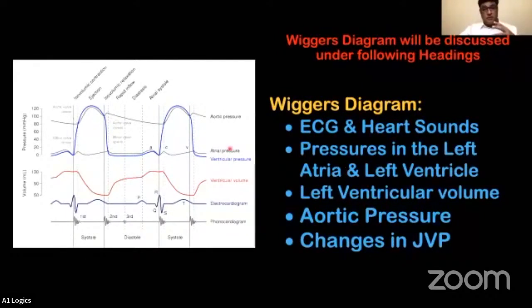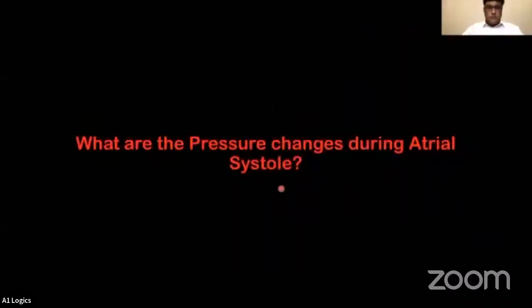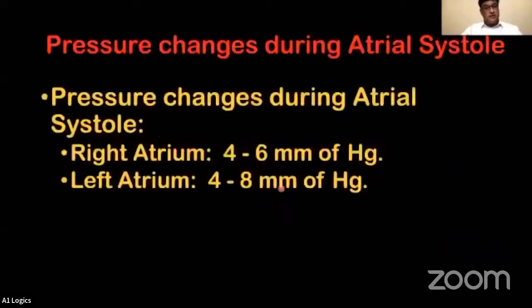Then we discuss the pressure changes in the left atrium and the ventricle, and the left ventricular volume. We will see changes in the left ventricular volume. Then we will see aortic pressure changes and the change in the JVP. So this is the same sequence we would follow. Now let us see what happens to the pressure changes during atrial systole.